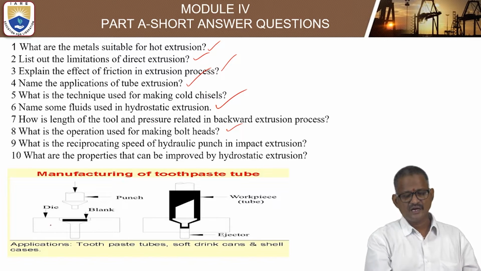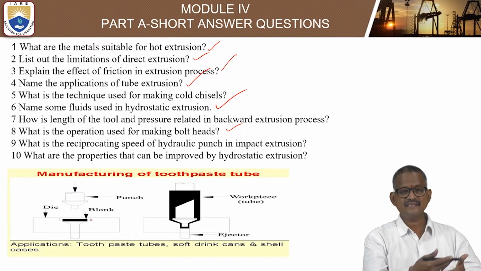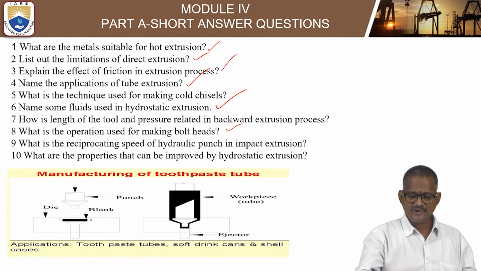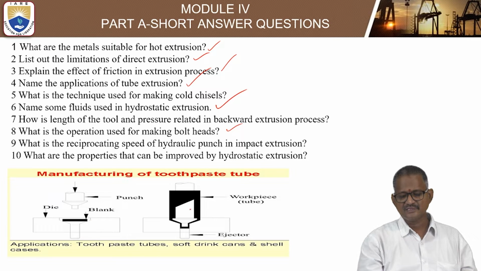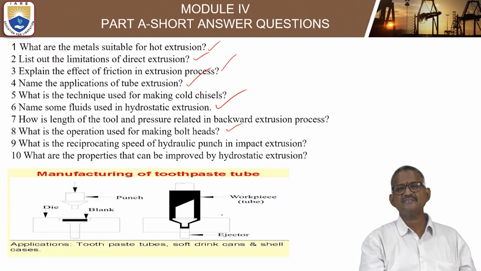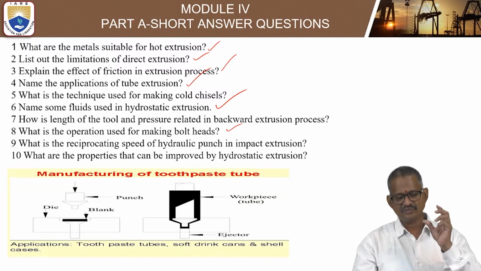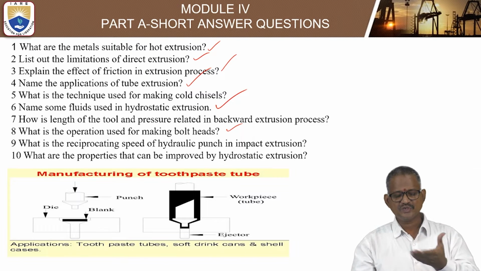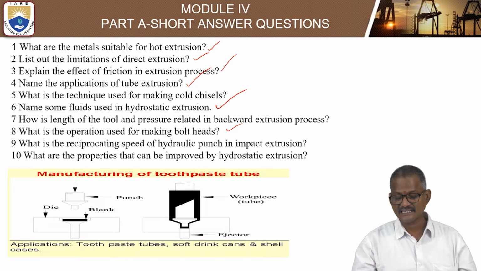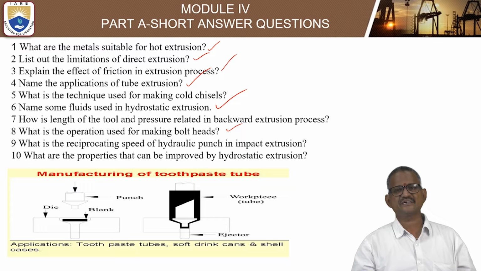There will be a die, a punch and a blank. You keep the blank horizontal. When you apply pressure with the help of the die, the tube is formed, and after getting the tube shape, the ejector is used. So the major applications of impact extrusion are toothpaste tubes, soft drink cans and shell cases, which are widely made by impact extrusion.